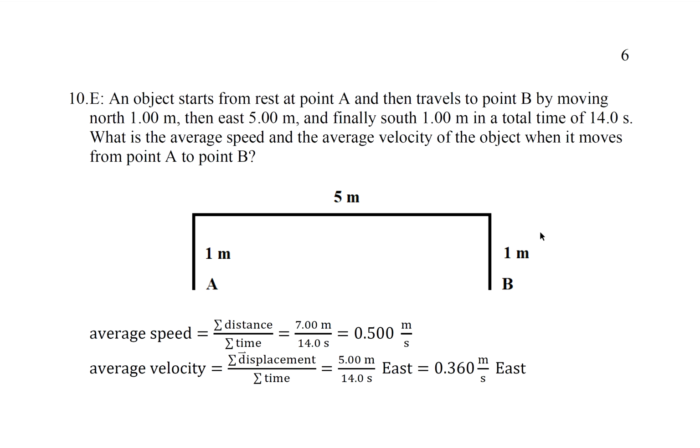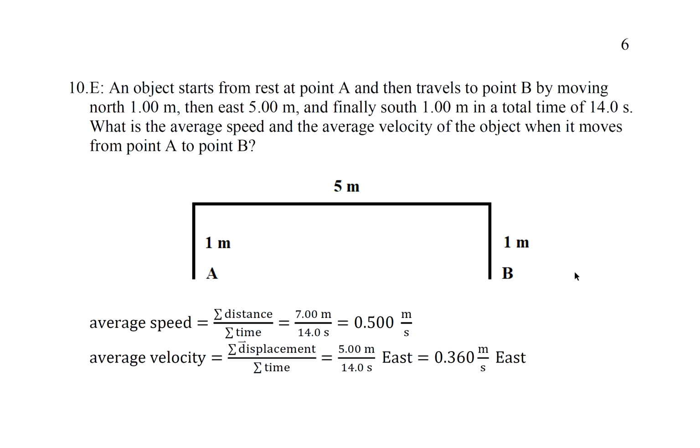Question 10, an object starts from rest at point A and then travels to point B by moving north 1 meter, then east 5 meters, and finally south 1 meter in a total time of 14 seconds. What is the average speed and average velocity of the object when it moves from point A to point B?